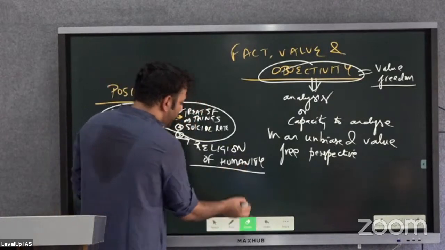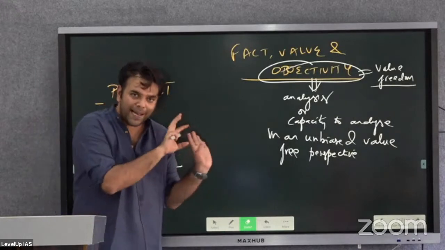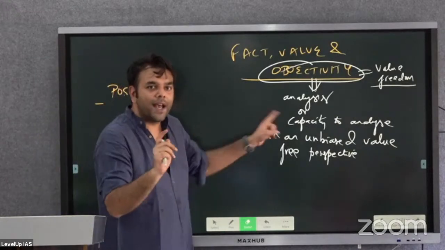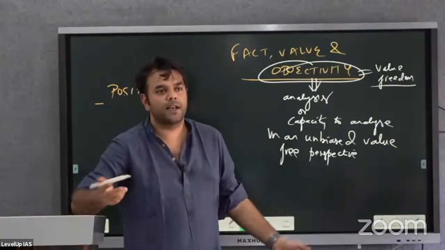So if you know objectivity, and if you know who claimed objectivity, and if you know why they are not objective, objectivity is over.